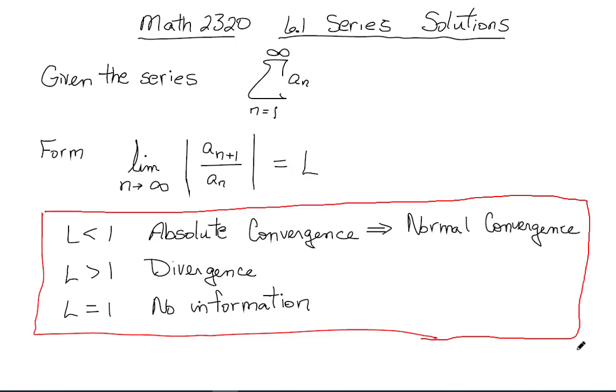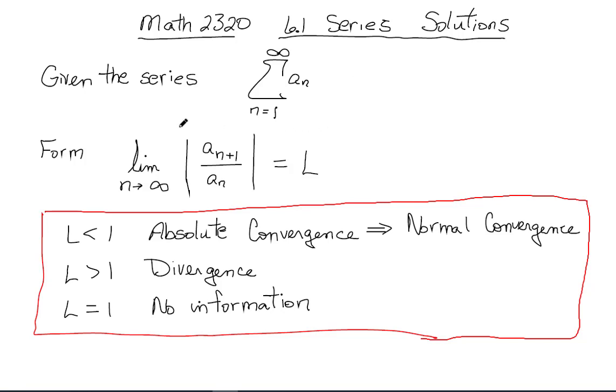Welcome to Math 2320, Section 6.1, where we begin to look at series solutions. This first section, 6.1, is basically a review of the things that we saw in Calculus 2 on series. So supposing we have a series here, index going from 1 to infinity, we'd like to know if it converges or diverges.